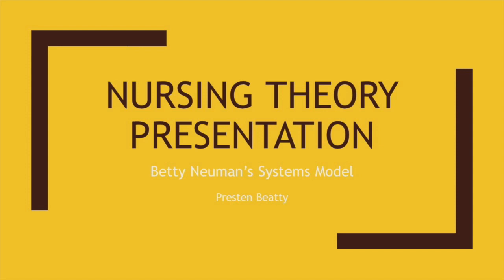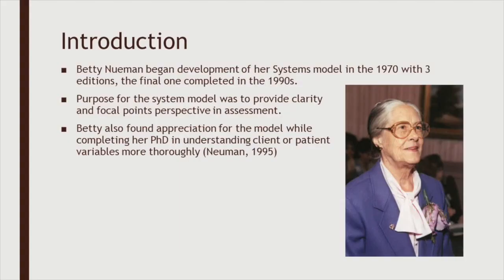This is a family theory presentation on Betty Neuman's systems model. Betty Neuman's systems model of nursing originated in the 1970s. She said she was developing the systems model in order to provide unity or a focal point for students' learning. There were 3 iterations of the systems model, with the third and final edition finished in the 1990s.